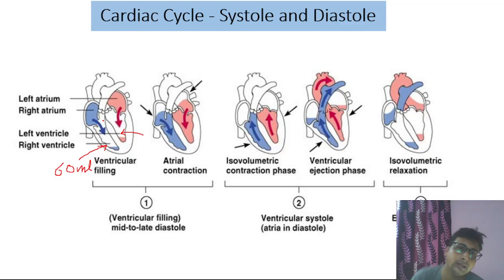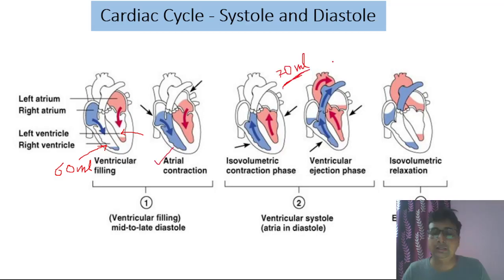Then we have to remember one more term, the end diastolic volume, which is the total amount of blood that was present, that was 60 ml plus 70 ml, equal to 130 ml. At the end of diastole, how much blood was present in the heart, that is 70 ml plus 60 ml, 130 ml.